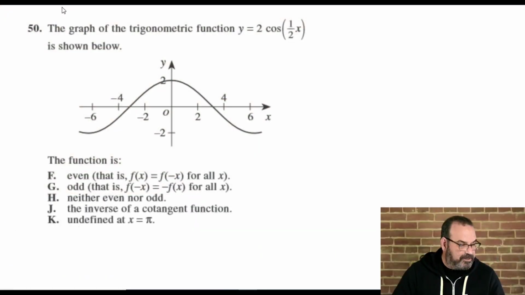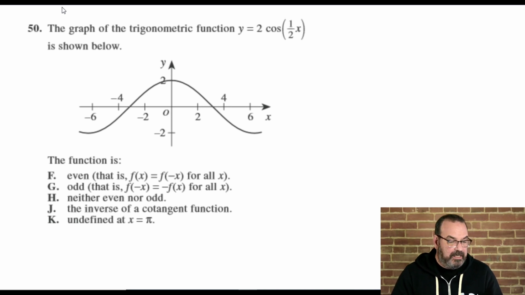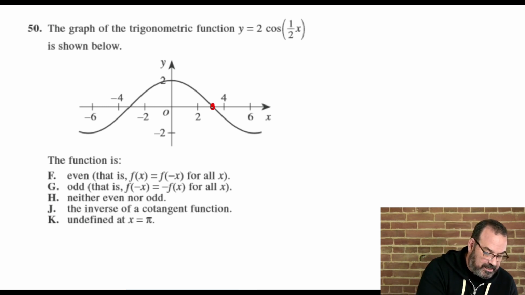What is an even function? The graph of the trigonometric function y equals 2 times the cosine of 1/2 x is shown below. This function is, and here are all the answer choices: even, odd, neither even or odd, the inverse of a cotangent function, and undefined at x equals pi. Dudes, here is x equals pi.